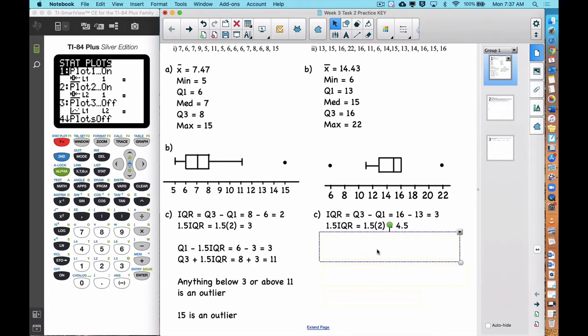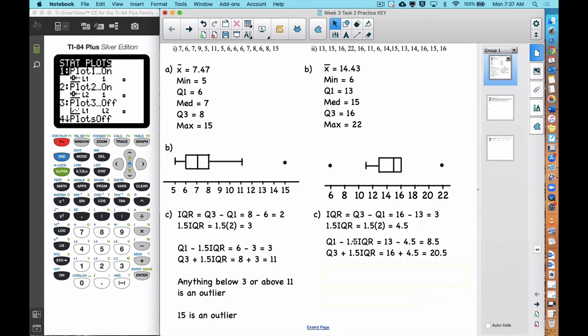You could just jump right in here, though, and do Q1 minus 1.5 IQR. You could even do 13 minus 1.5 times 2 equals 8.5. That would be fine if you want to combine those steps. And then do Q3 plus 1.5 IQR and do 16 plus 1.5 times 2. That would be totally fine. Then explain what those mean. Anything less than 8.5 or above 20.5 is an outlier. So 6 and 22 are outliers.